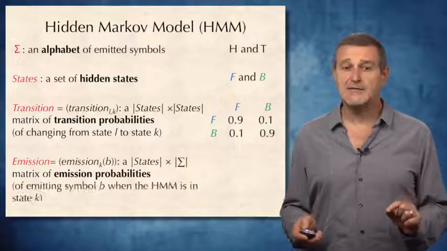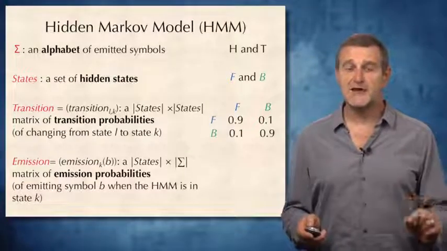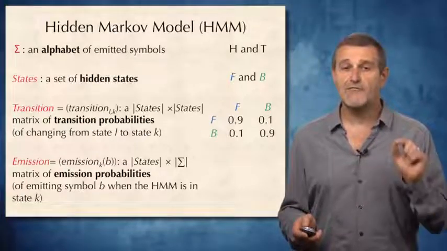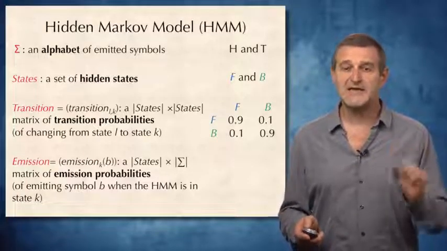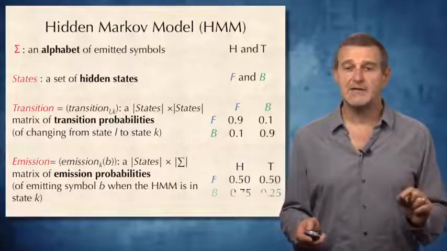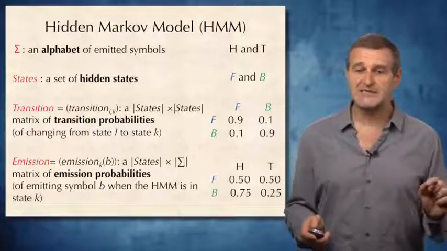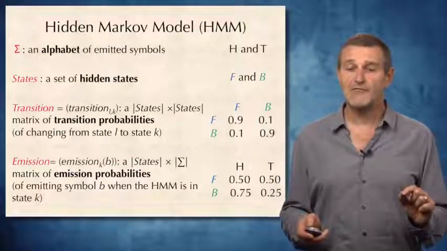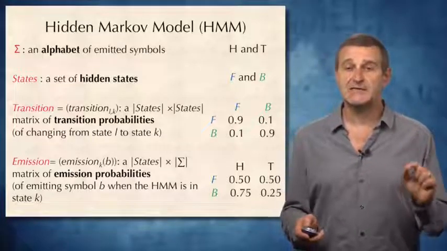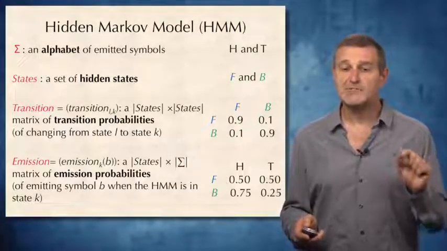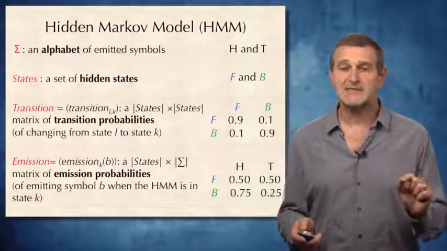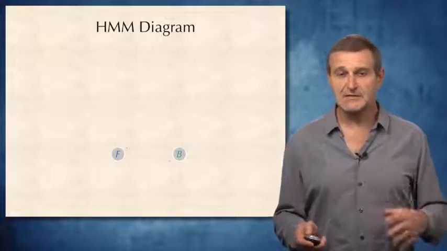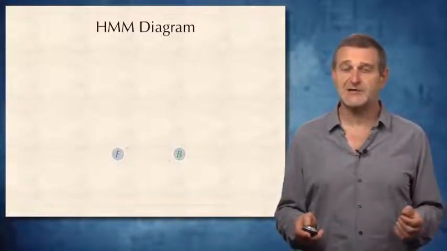And finally, the hidden Markov model is described by a matrix of emission probabilities that describes the probability of emitting symbol B when the HMM is in state K. For example, for the Crooked Casino, this matrix is shown on this slide. The probability of emitting heads from the fair state is 0.5, but the probability of emitting heads from the biased state is 0.75. We will represent HMMs by HMM diagrams.